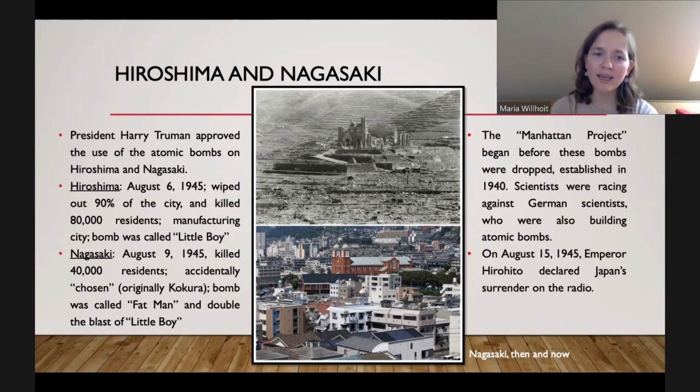And then Nagasaki came 3 days later, and it killed 40,000 residents, which is less, but the bomb was even deadlier. It was a bigger, more powerful bomb, and it was called Fat Man. And this is even a picture of Nagasaki then and now. So, luckily, Hiroshima, I believe, and Nagasaki have rebuilt themselves.